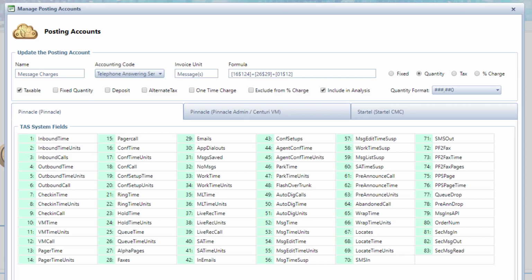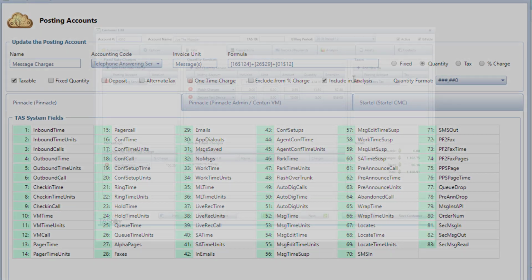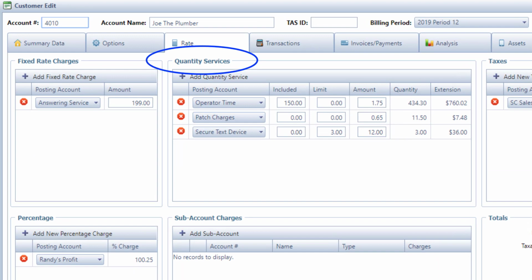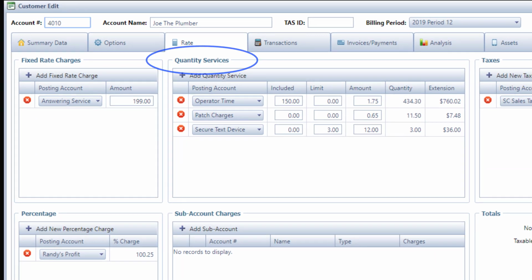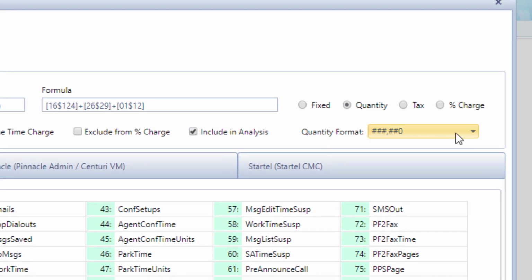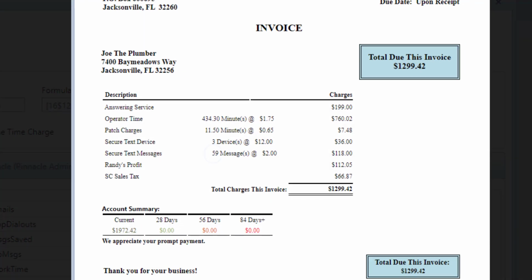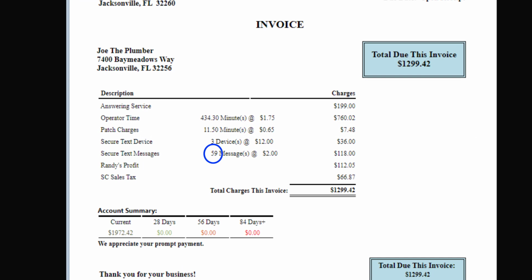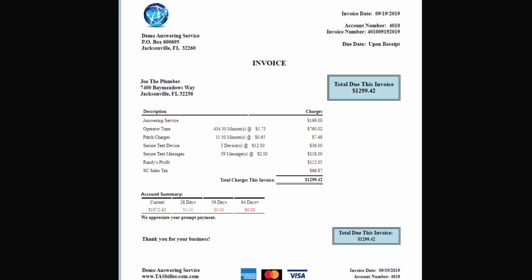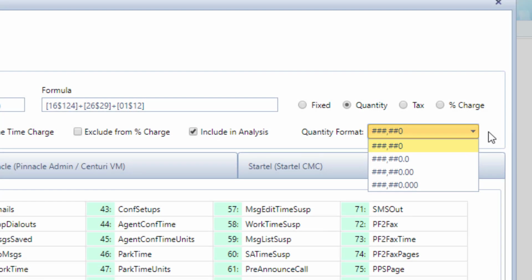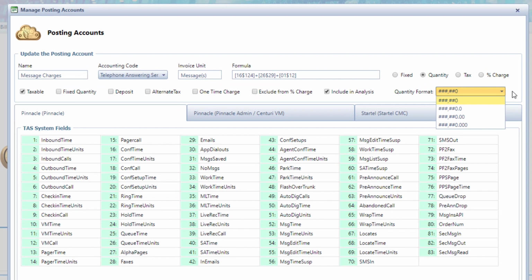Now, message charges would be a quantity charge. And again, we want to include an analysis, and they're taxable. Now, a couple of options popped up here. You'll see this one. This quantity format tells me how many decimal places to print on the invoice when I'm printing the quantities used for the charges on the client's invoice. On a message, since there wouldn't be any fraction of a message, it's always a whole number, so you wouldn't have a decimal place here. Examples of charges that might have decimal places would be time units. We'll get to those in a minute.